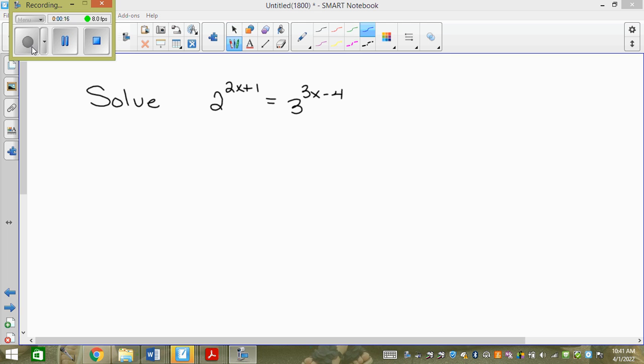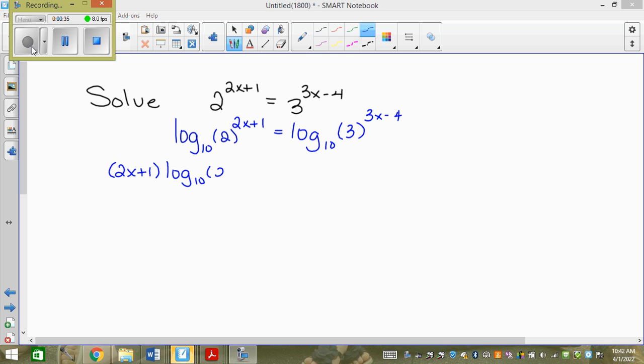So we're going to have log base 10 of 2 to the 2x plus 1 equals log base 10 of 3 to the 3x minus 4. The next step is to drop it in front and put it in brackets by using the power rule. So 2x plus 1 log base 10 of 2 equals 3x minus 4 log base 10 of 3. Then we distribute.